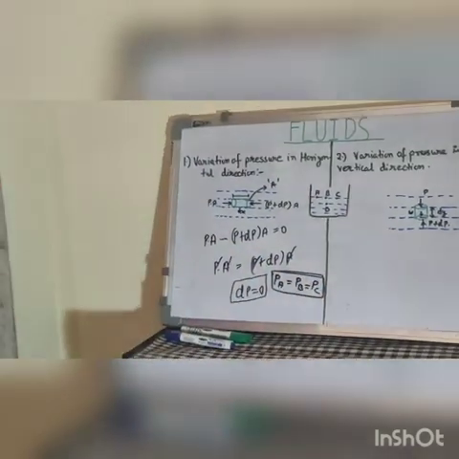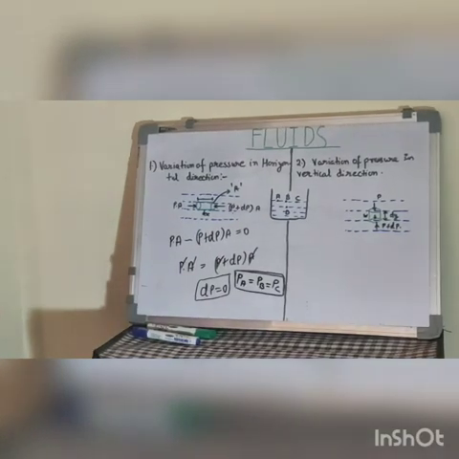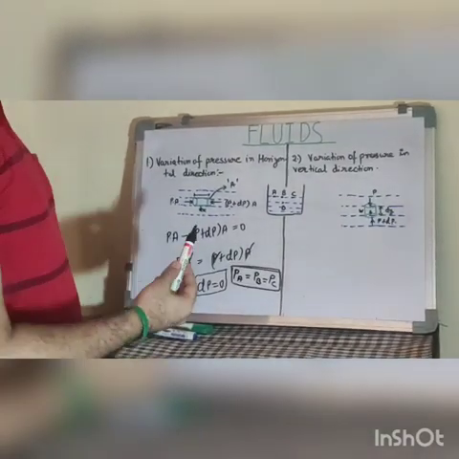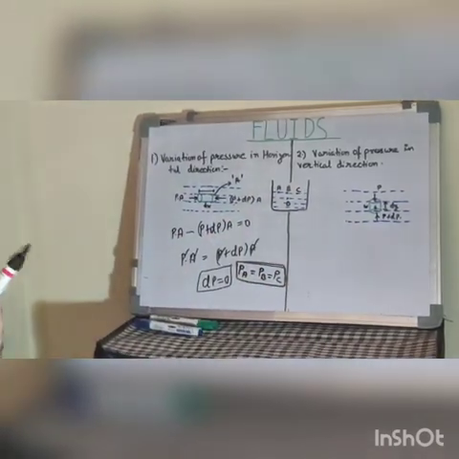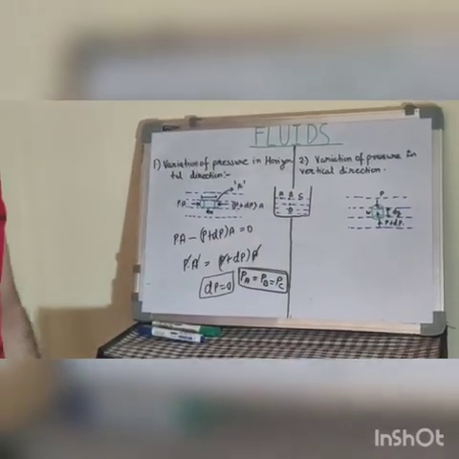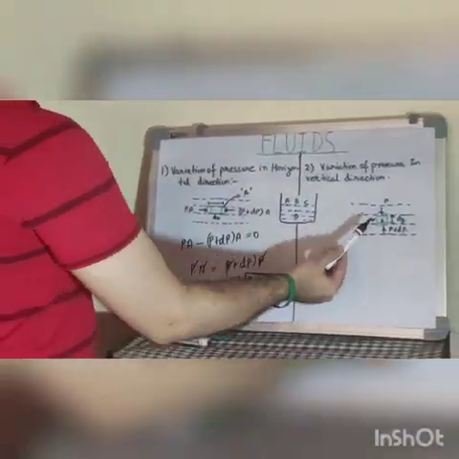Now we are going to discuss variation of pressure in vertical direction. Okay, so again I have considered one element which is cylindrical. You can consider any kind of element inside the fluid, as the element is very small, so you can consider any shape, arbitrary shape which you want.